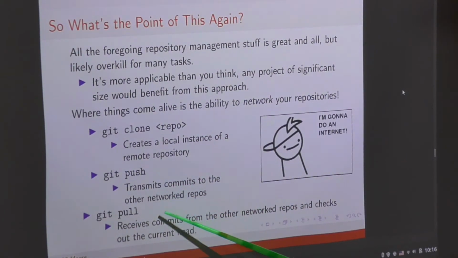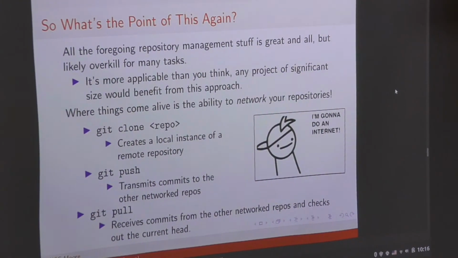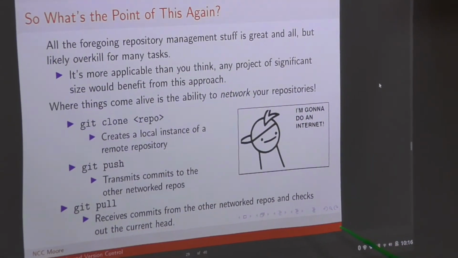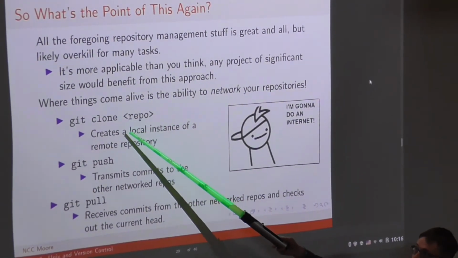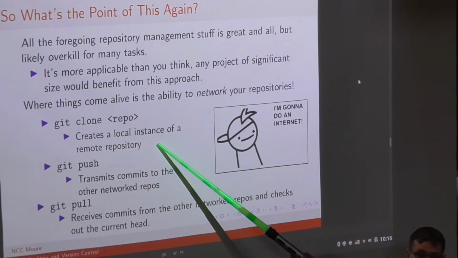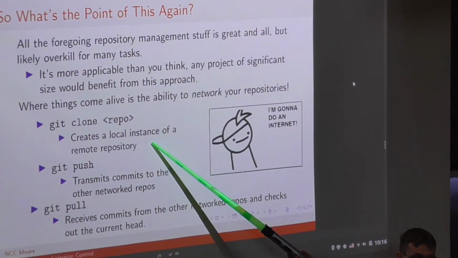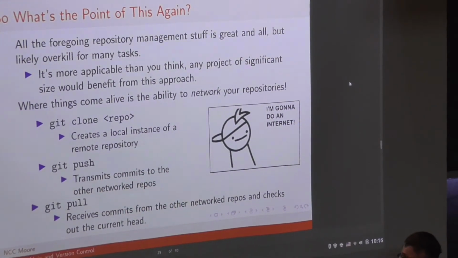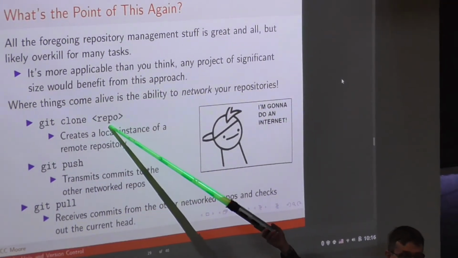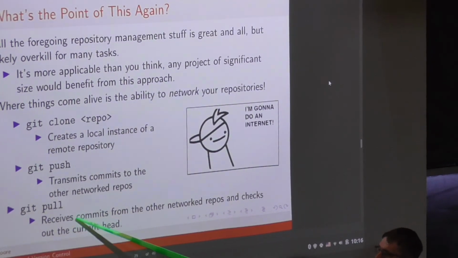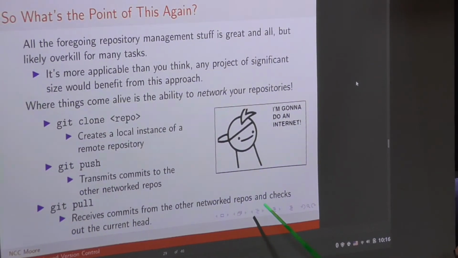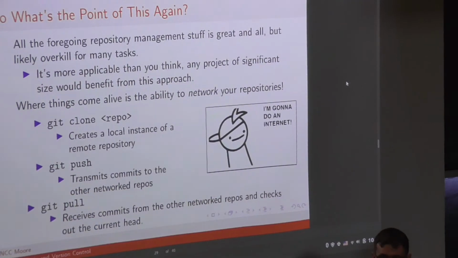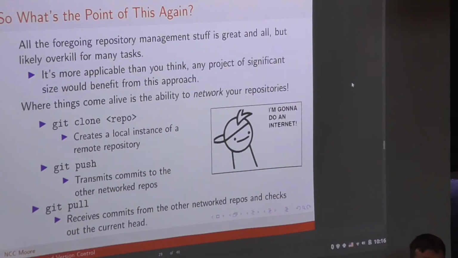So we have 3 additional commands. Git clone creates a local instance of a remote repository. Git push transmits commits to other networked repositories, including the one you cloned from. And pull receives commits from other networked repositories and checks out the current head. Make sense?